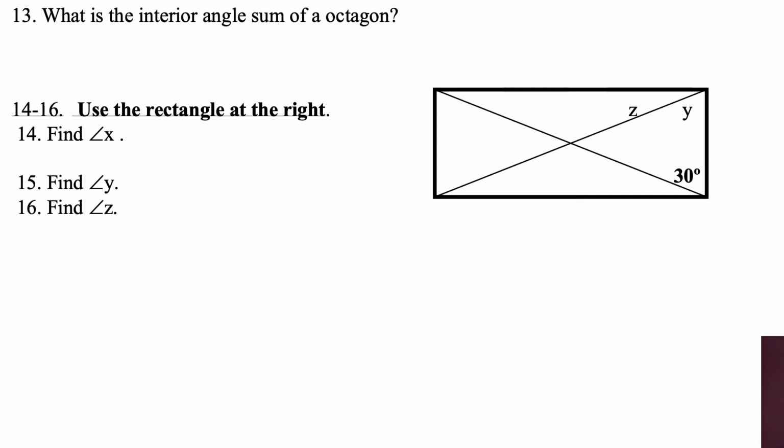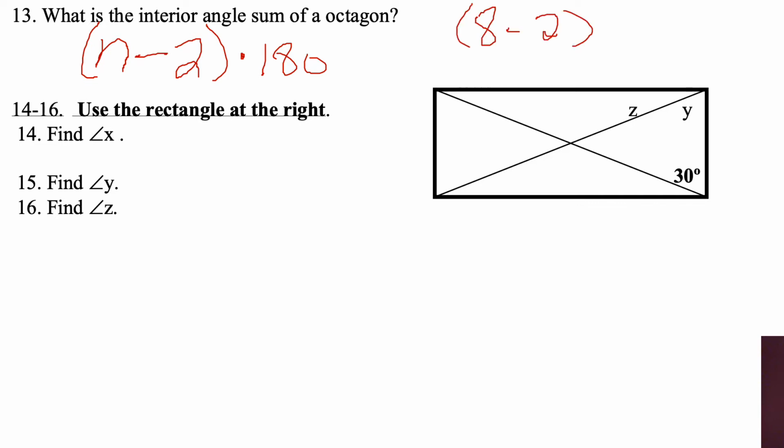All right, next. What is the interior angle sum of an octagon? So that's your formula. The number of sides, n, minus 2. That has to happen first. You got to subtract 2. And then times 180. So it's an octagon. What's the number of sides? 8. Then I have to minus 2. And then I got to say times 180. And that's going to give me 1,080 degrees. For number 13. The interior angle sum. That's how you find the inside angles.